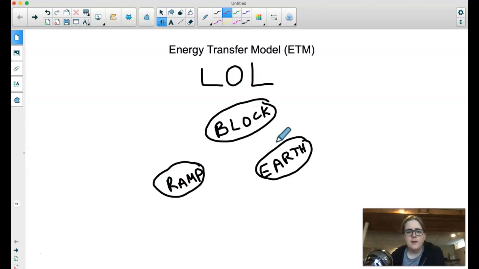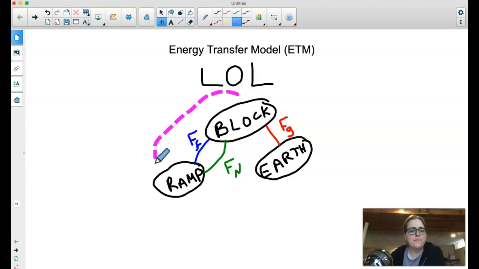And I'm going ahead and marking those interactions. So there's going to be a force of gravity between the block and the earth. There's going to be a normal force between the block and the ramp. And then, just for the sake of this example, I'm going to say this ramp is rough, and so there's a force of friction between the block and the ramp. It is crucial to define your system when you're dealing with energy. I'm going to go ahead and put everything in my system.